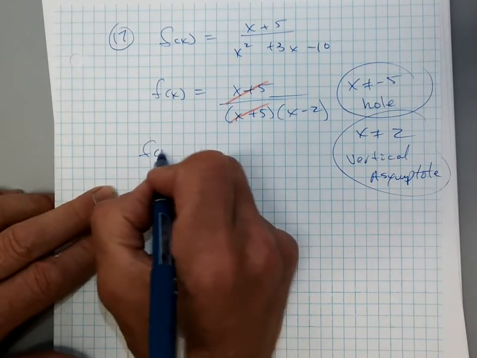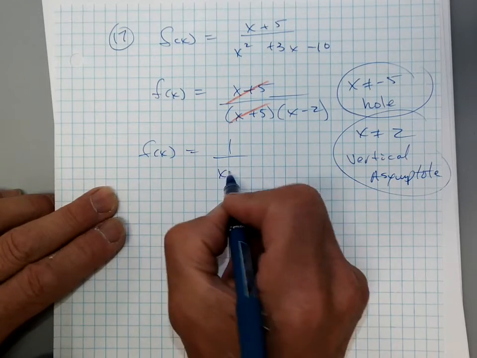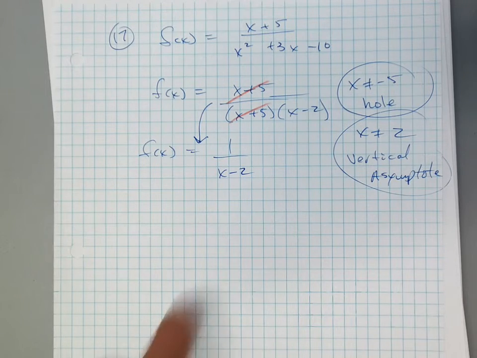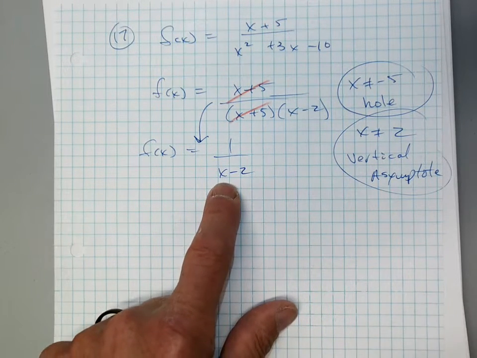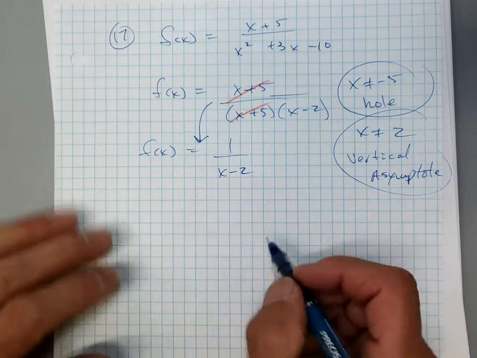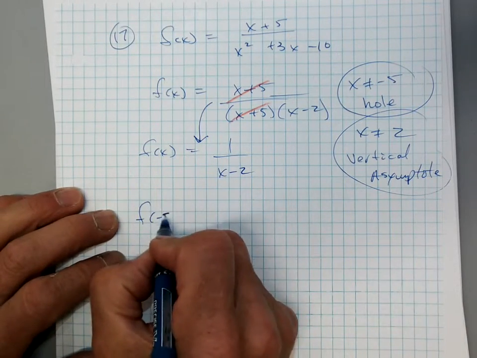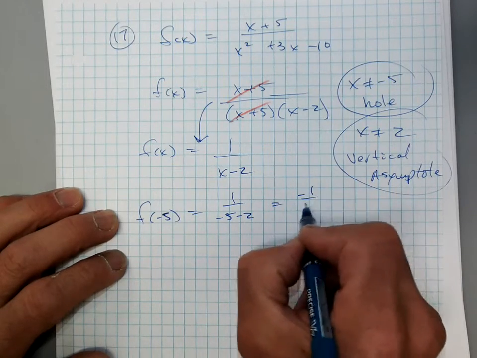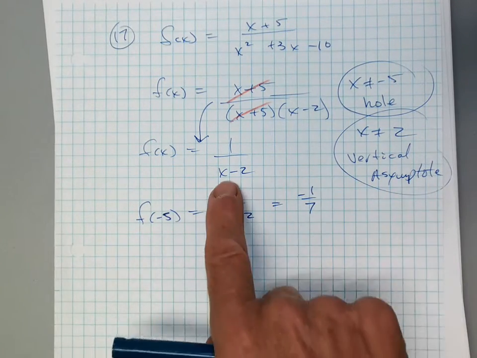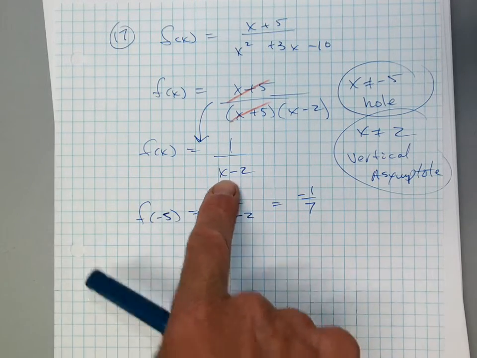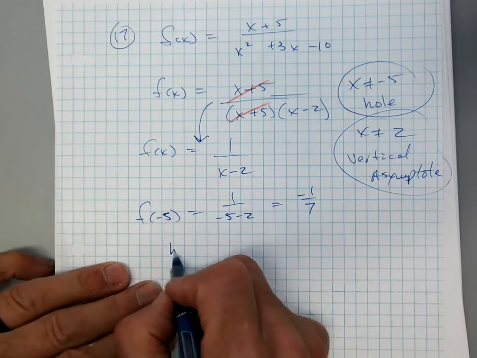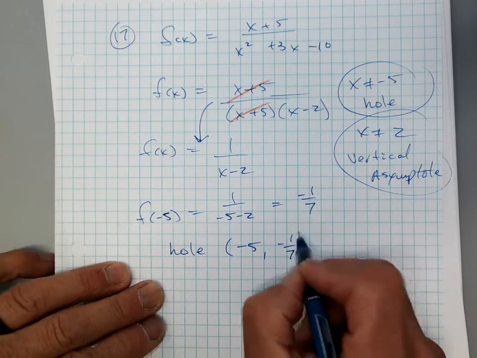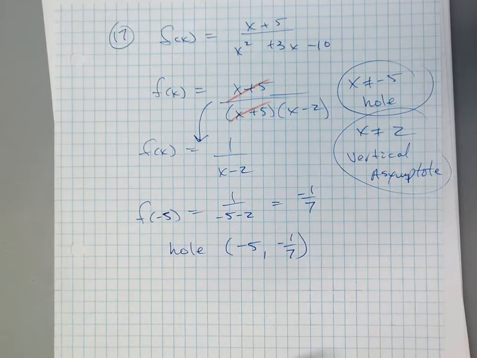If I simplify it, I'll have 1 over x minus 2, right? And now I can plug in negative 5, because I won't have a problem. So f of negative 5 is 1 over negative 5 minus 2, which is negative 1/7. So my hole is at the coordinate negative 5, negative 1/7, and my vertical asymptote is at x equals 2.